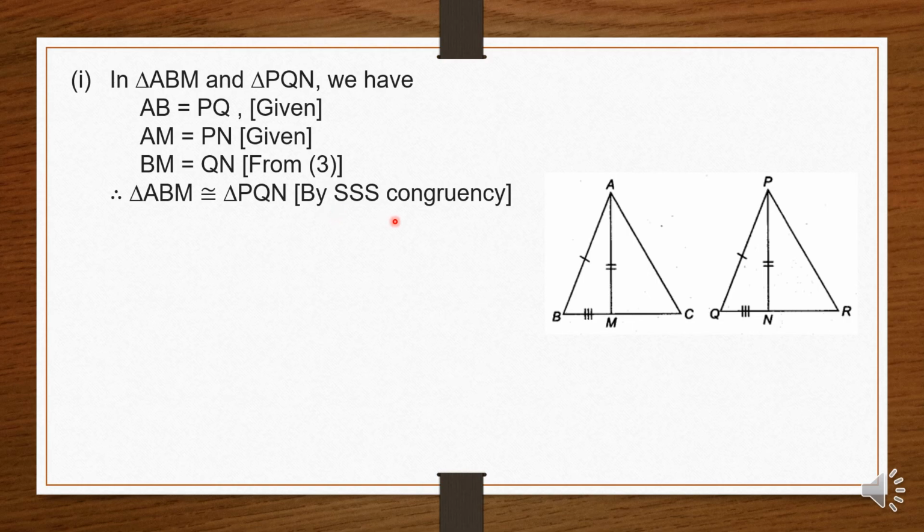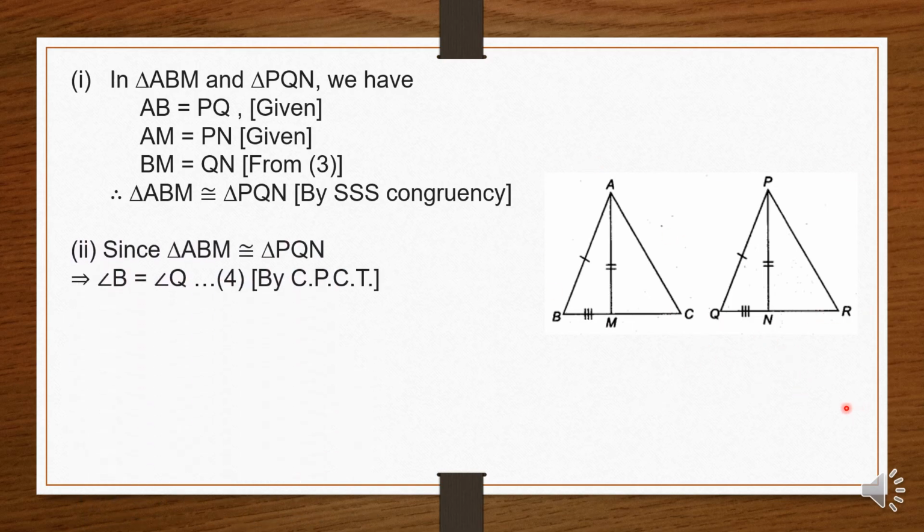The second question has asked us to show that triangle ABC is congruent to PQR. This entire triangle is to be congruent. So from here what we can say is that as ABM, the small triangles, are congruent to each other, we can say this angle B is equal to angle Q by CPCT. Right? Angle B is equal to angle Q.